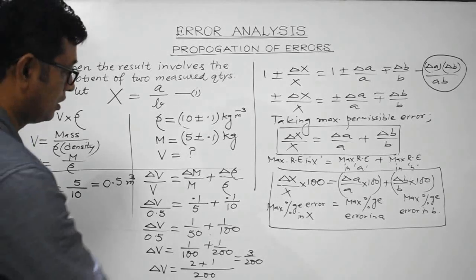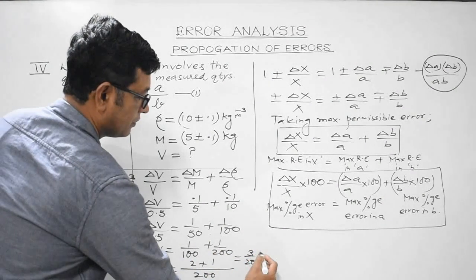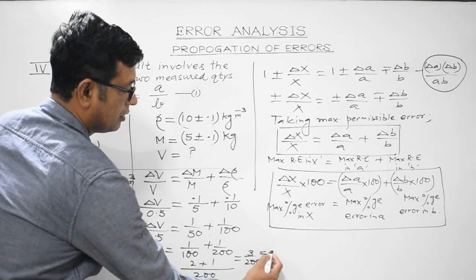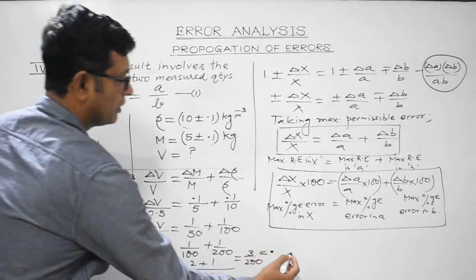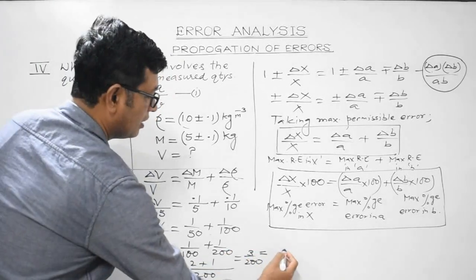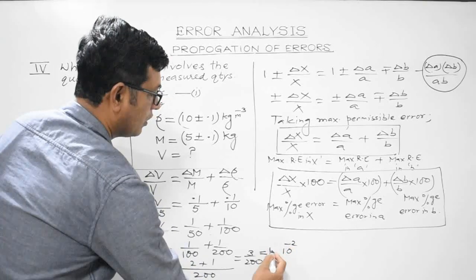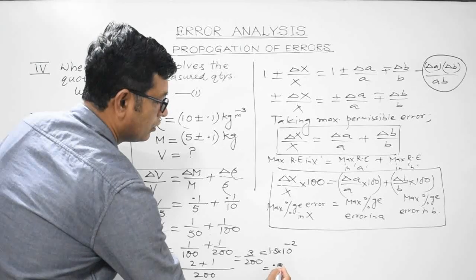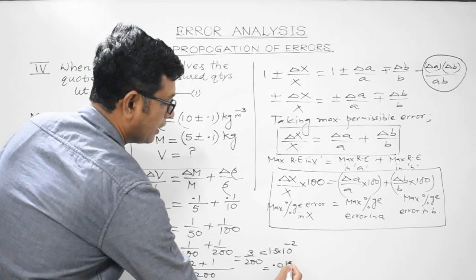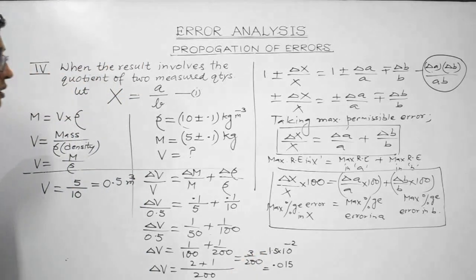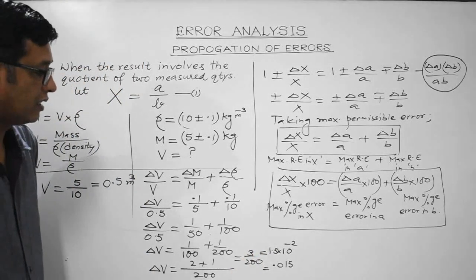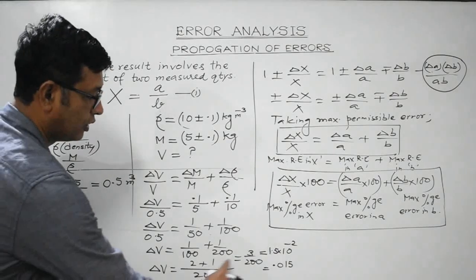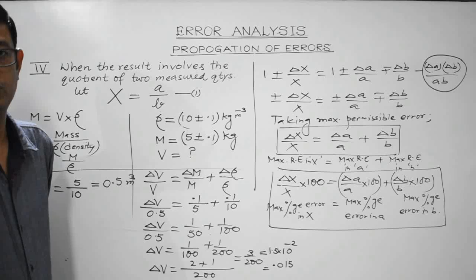So it can also be written as 0.00, it can be done like this. It can be written as 10 raised to the minus 2 and 1.5. So it will be equal to 0.015. This is the absolute error in the measurement of the volume. Is it clear? This is the absolute error in the measurement of volume.